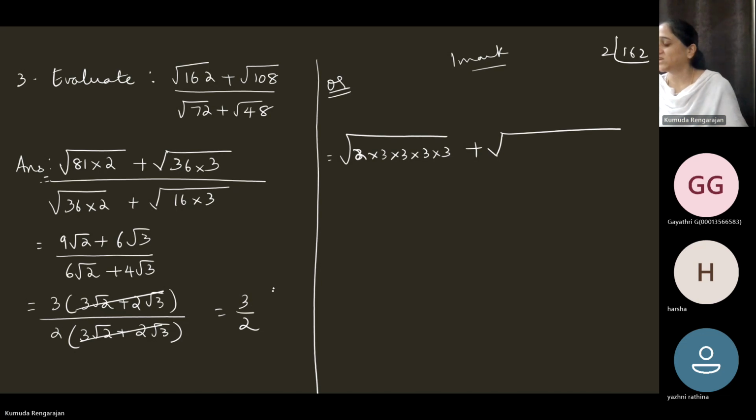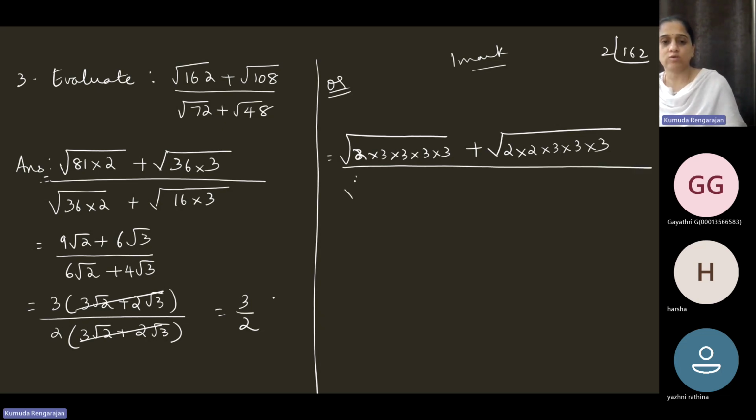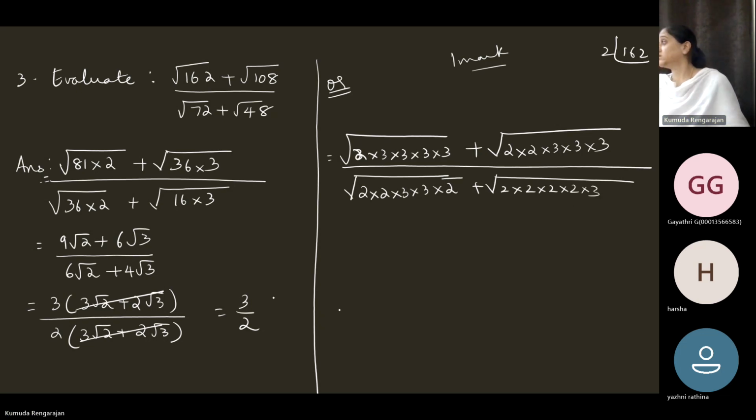Then no marks. See, same thing you will get. So here you will get 2, 2, 3, 3, 3 divided by square root of 2, 2, 3, 3, and one more 2 you will get, plus square root of 2, 2, 2, 2, and 3. Will we get the same answer even if we rationalize? You don't have to, but you should, and you will.